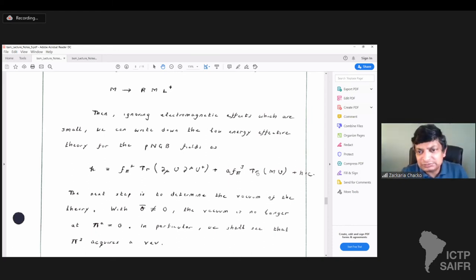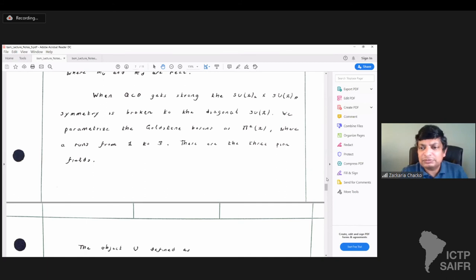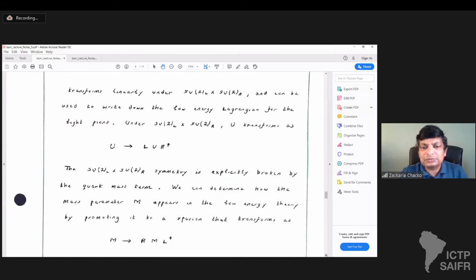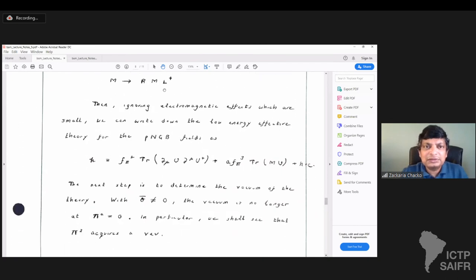Because this term is formally invariant under this transformation of M when U transforms like this. Okay. So if U transforms like that, and this is a spurious transformation of M, this is how M appears to leading order in the low energy theory. Okay. I'm going through it a little bit quickly because I'm assuming that you guys have seen this in your standard model courses.